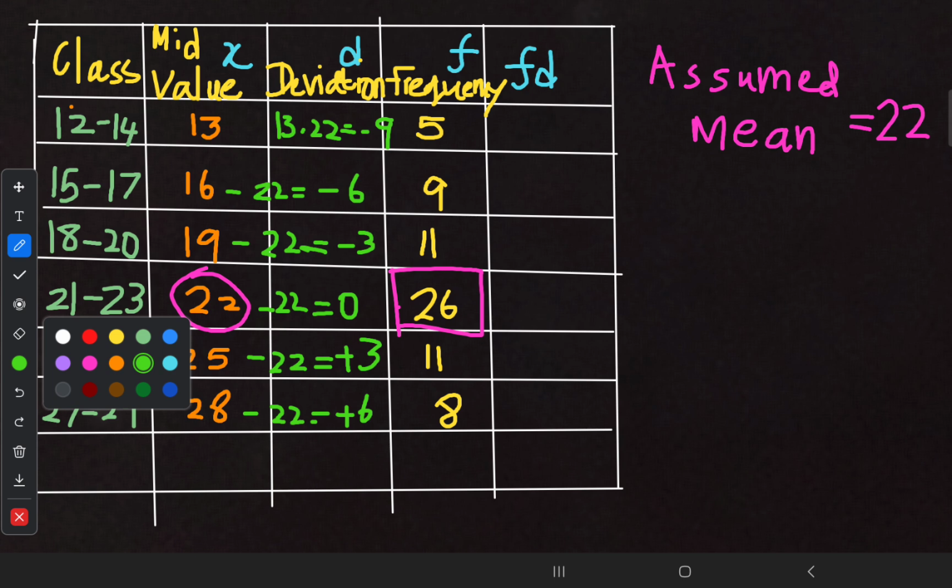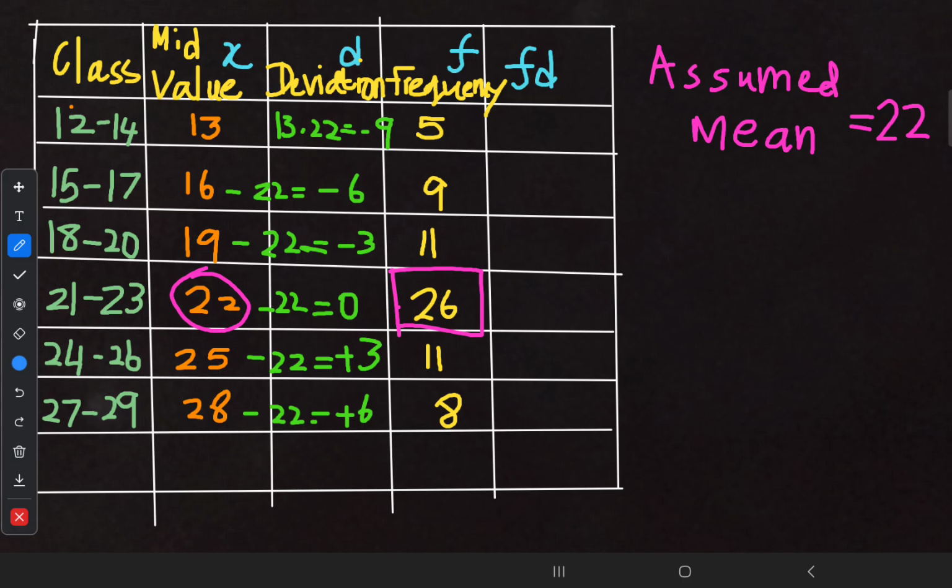I'll repeat once more how we found our deviation here. The highest frequency class interval's mid value is considered as our assumed mean. Accordingly, we found our highest frequency is 26. Its relevant class interval's mid value we found as 22. That is our assumed mean. Then, how each class interval's mid value deviated from the assumed mean: from 13, we subtract 22. That is negative 9, negative 6, negative 3, 0, positive 3, positive 6 likewise. Then we have to complete our FD column.